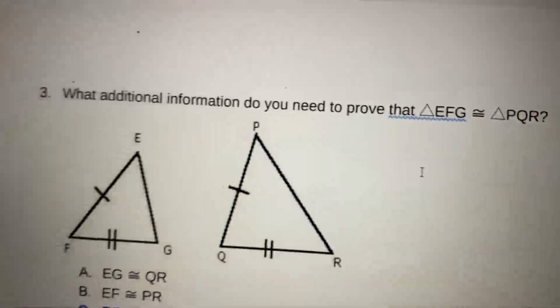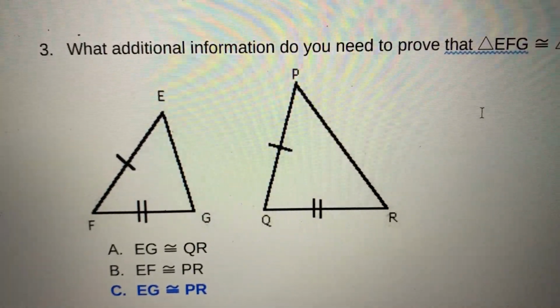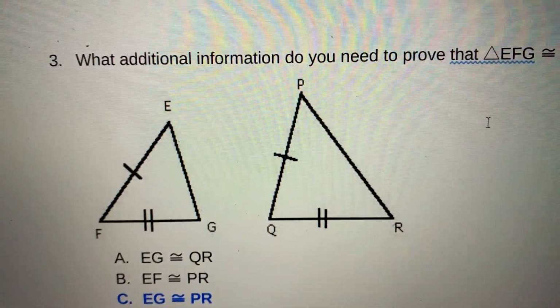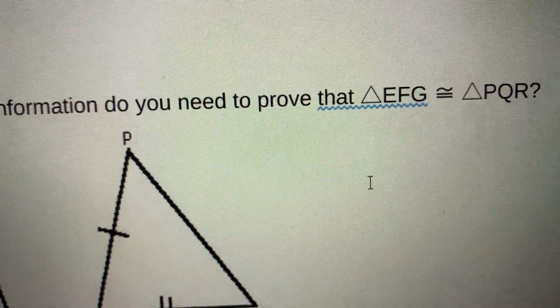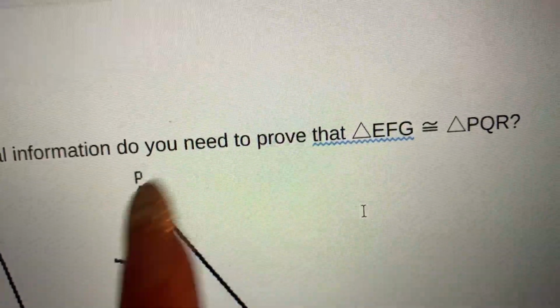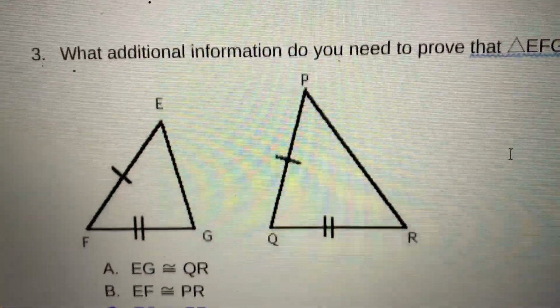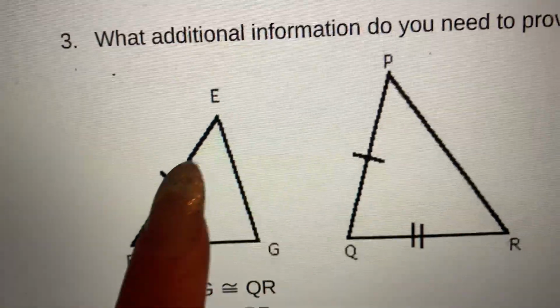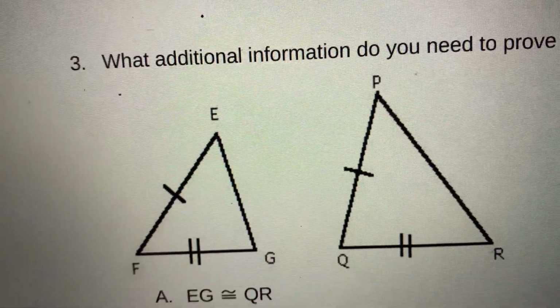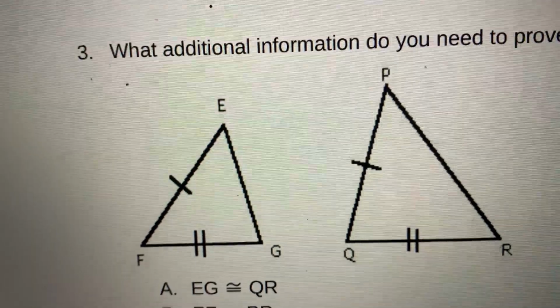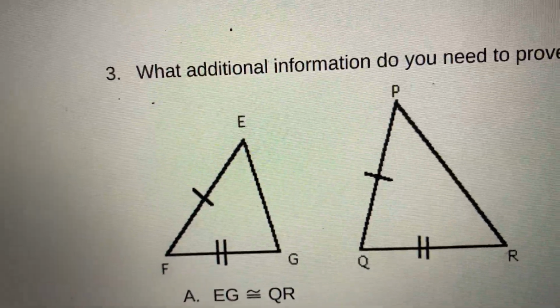Okay, moving on to number 3. It says, what additional information do you need to prove that triangle EFG is congruent to triangle PQR? So remember that this sign right here means congruent. Okay, obviously the triangle means we're talking about the triangles. So we want to know that this is the exact same as PQR, so that maybe PQR is just enlarged a little bit.